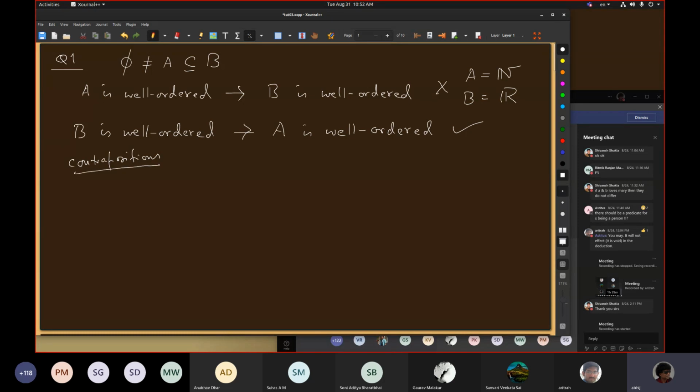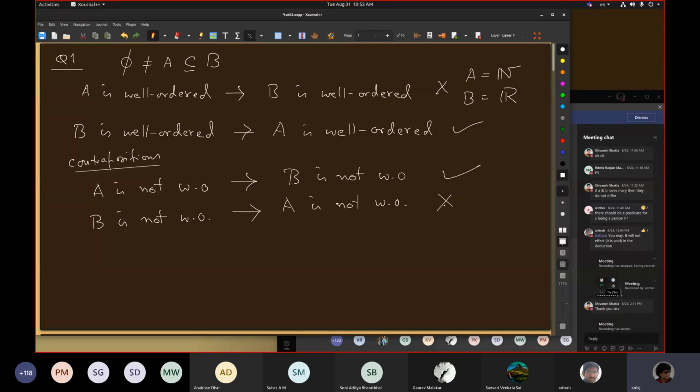So the contraposition: A is not well ordered implies B is not well ordered. This is true, whereas this one, B is not well ordered implies A is not well ordered, is false. So is this query answered?